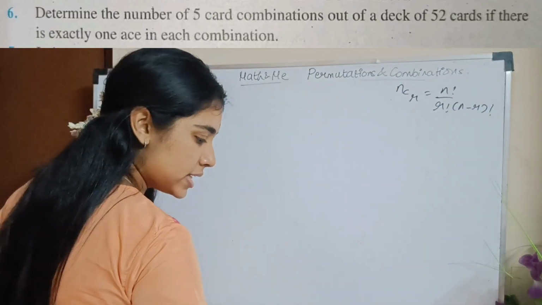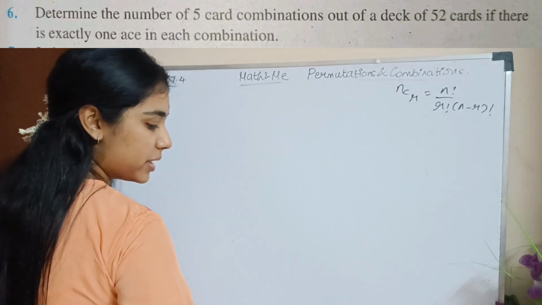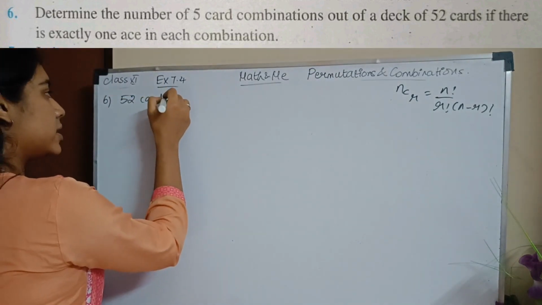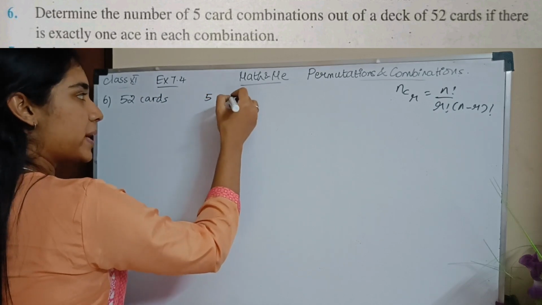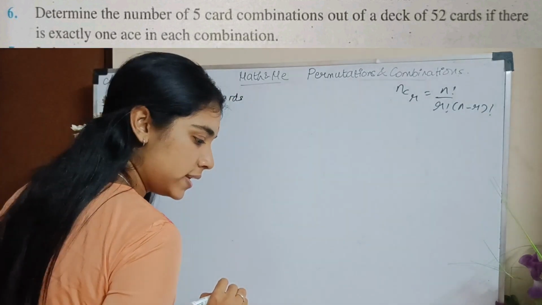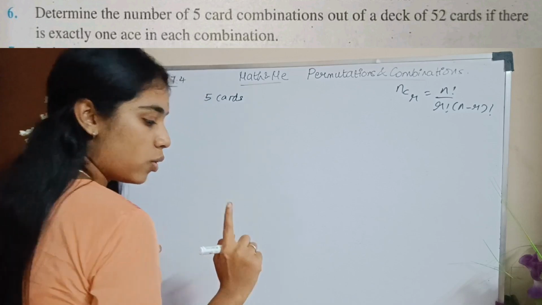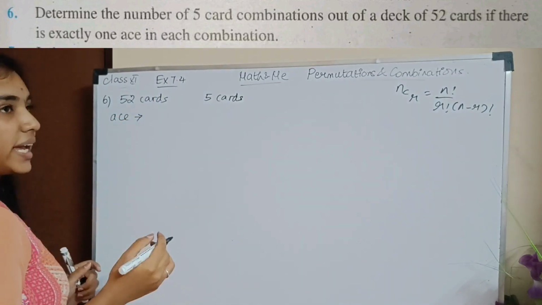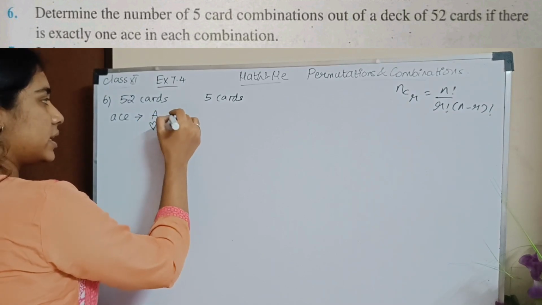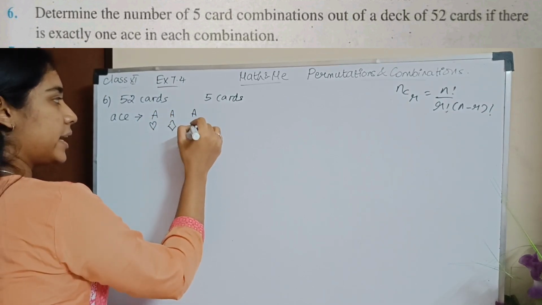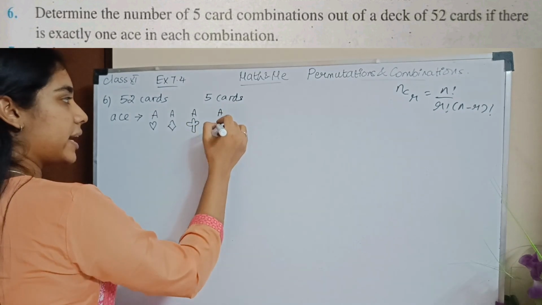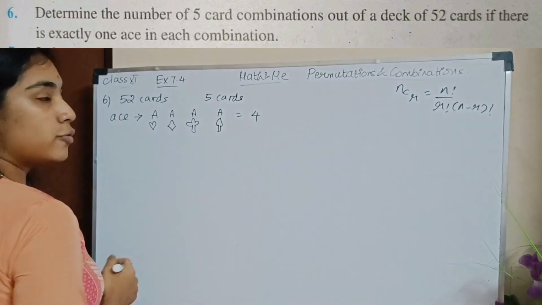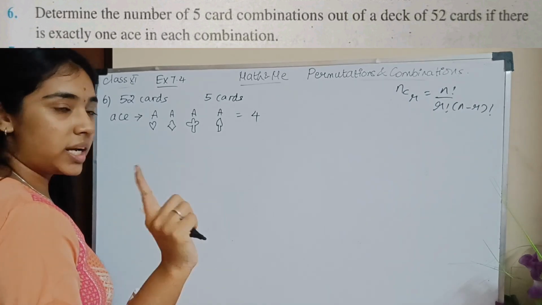Sixth question. Determine the number of 5 card combinations out of a deck of 52 cards, with one ace in each combination. So in total, I have 52 cards. I need to pick up 5 cards in total. And I need to have one ace in each combination. So how many ace cards do I have? A of hearts, A of diamonds, A of clubs, and A of spades. Correct? So how many aces do I have? 4 aces. I need to have at least one ace in the combination.